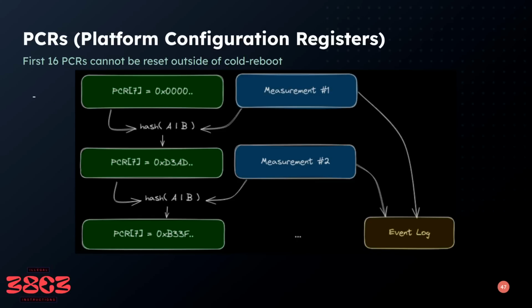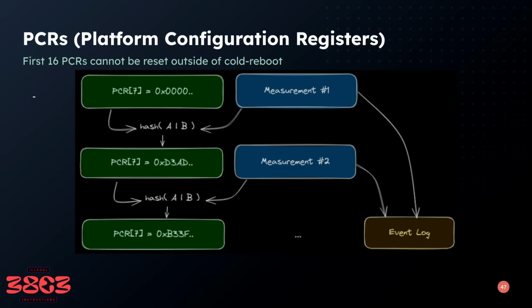Platform configuration registers, PCRs, are a tool to observe the boot process, kind of. Because what they do, they basically start off being all zero, and then some measurement can take place. The measurement might be: Windows bootloader is booted. Here's the hash of the Windows bootloader that just was booted. Or it might be, I don't know, whatever. A lot of different measurements are there.